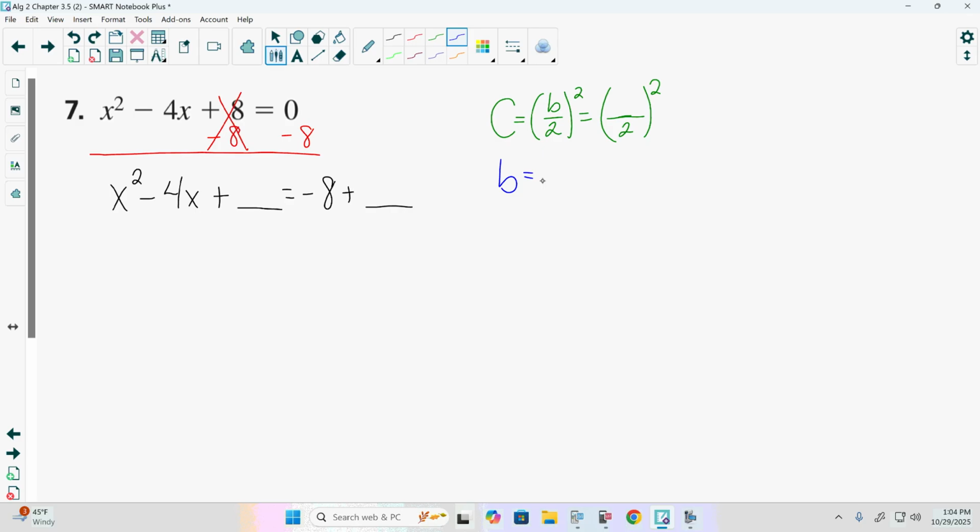Questions on this here? What's the value of b? Well, the value of b is the number in front of x, so it is negative 4. So we'd plug negative 4 in for b, so we'd get negative 4 over 2 squared. And the reason it's negative 4 is it's lining up with the general form of a quadratic, which is ax squared plus bx plus c. B is going to be the number in front of x.